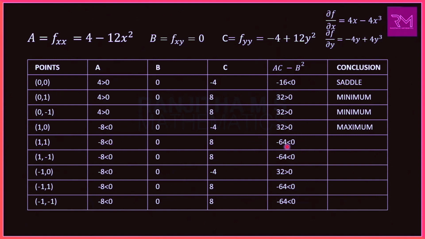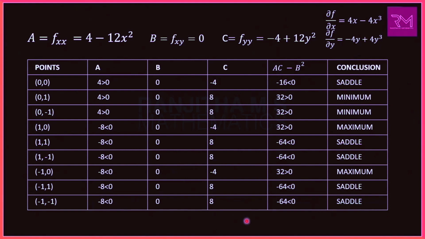Here AC minus B square value is less than 0, which means we can conclude that it has a saddle point. Here also AC minus B square value is less than 0. Hence we can conclude that it has a saddle point. Here AC minus B square is greater than 0 and A value is minus 8, that is less than 0. Hence we can conclude that for the point minus 1, 0 it has a maximum value. Similarly, AC minus B square value is less than 0, we can conclude that it has a saddle point. For the point minus 1, minus 1, AC minus B square value is less than 0, hence we can conclude that it has a saddle point.